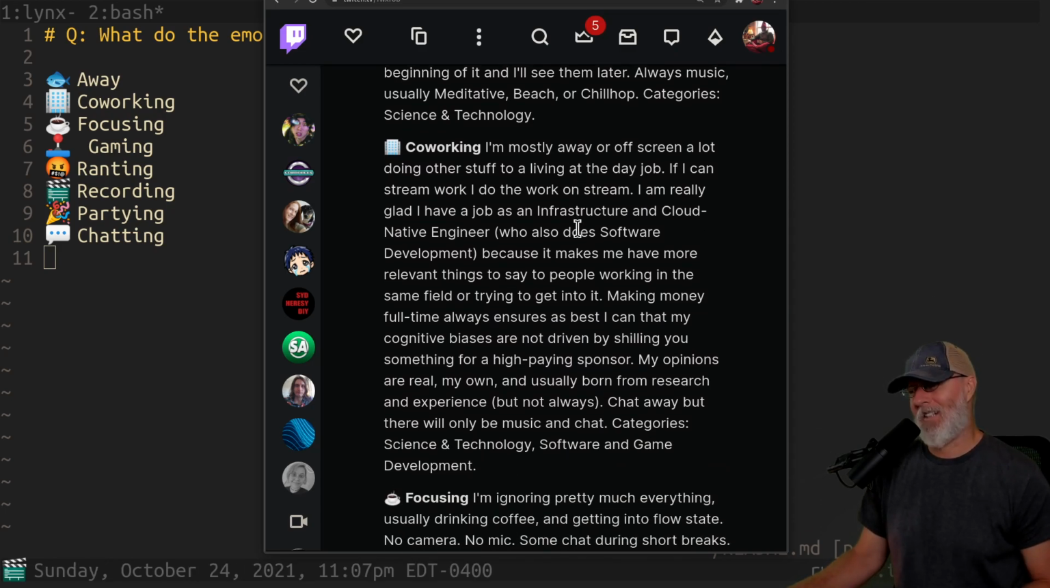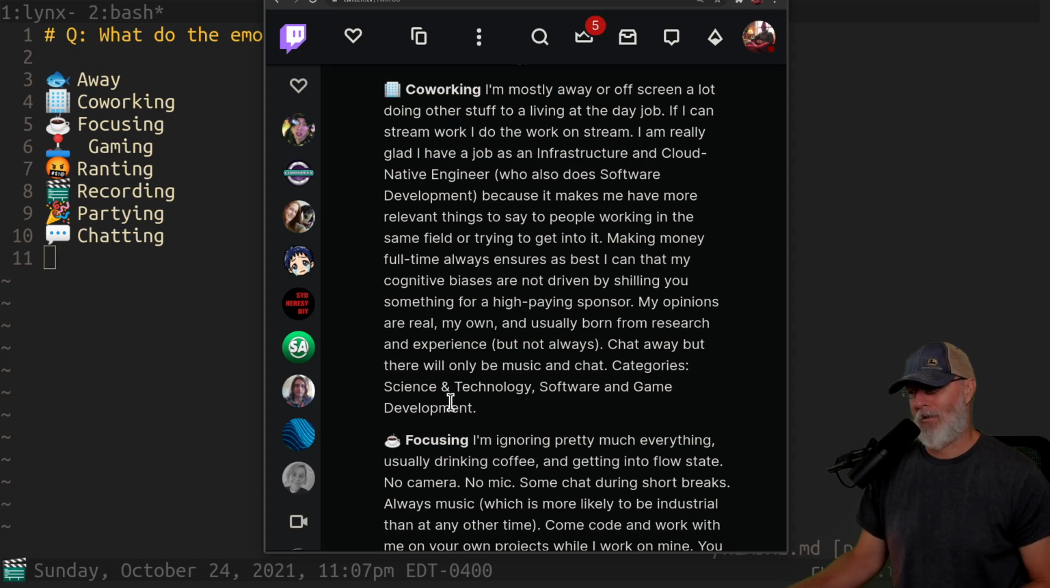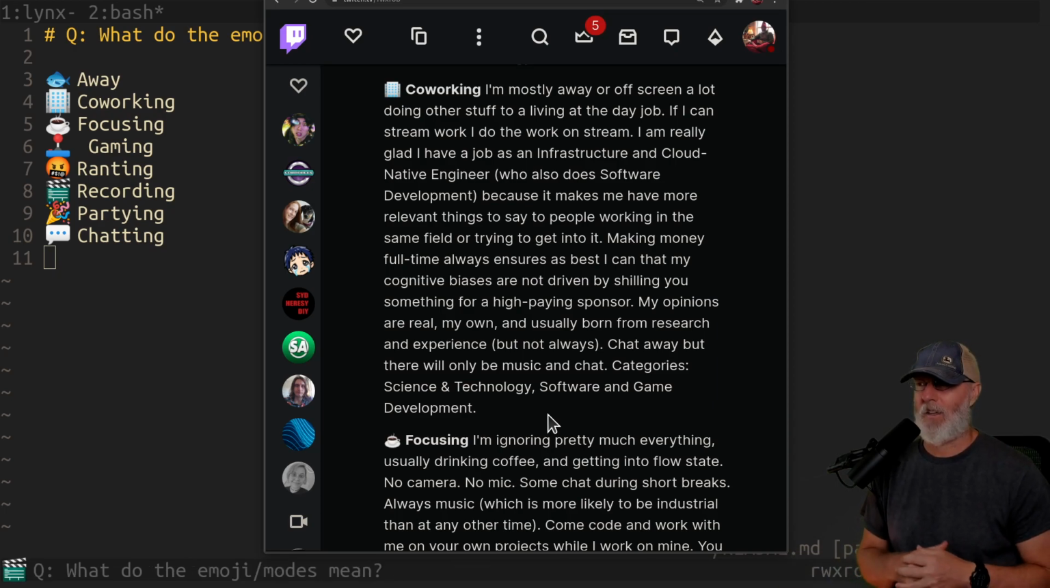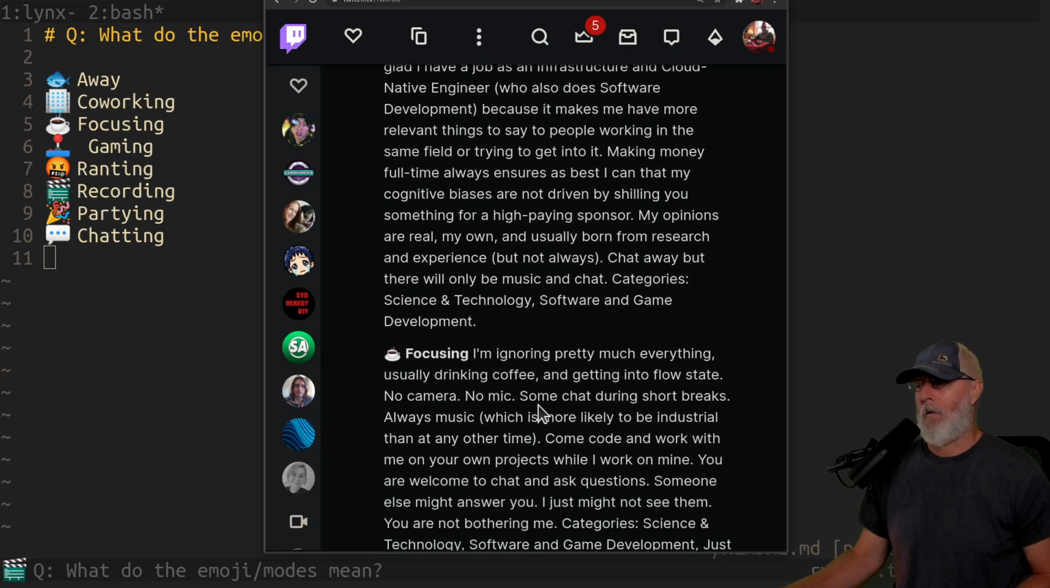So co-working categories are usually science and tech or software and game development. And you know what? I think you shouldn't fight over it. There's no fight between science and tech and software and game development. They're both great categories. Pick one, right? If I'm doing development, it's development. If I'm hacking or something, it's science and tech.